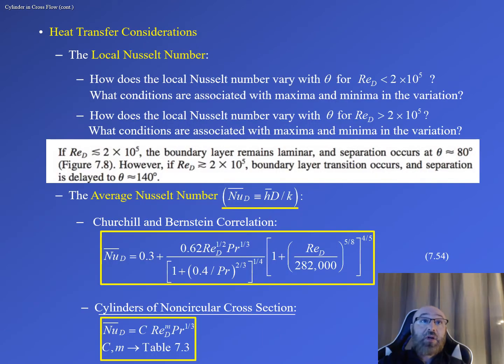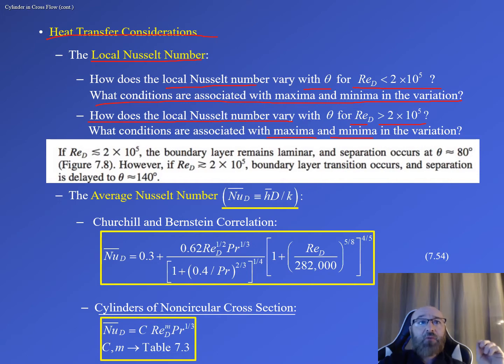So next we want to take a look at these heat transfer considerations. First let's take a look at our local Nusselt number. A couple of questions we can ask ourselves: how does the local Nusselt number vary with our theta for a Reynolds number that's less than 2 times 10 to the 5th, and what conditions are associated with the maxima and minima in the variation? Then we can also ask how the local Nusselt number varies with theta for a Reynolds number greater than 2 times 10 to the 5th, and what considerations are associated with the max and min in that variation? To answer that question, we reference back to our textbook.